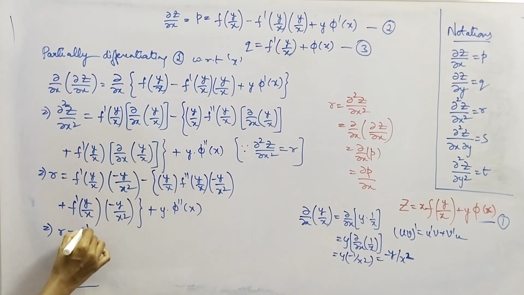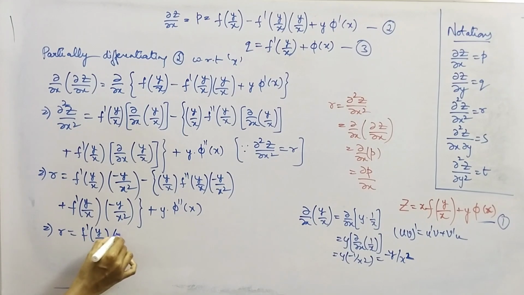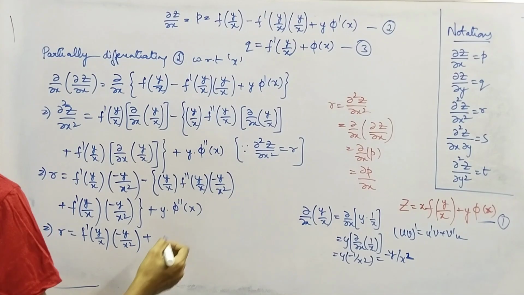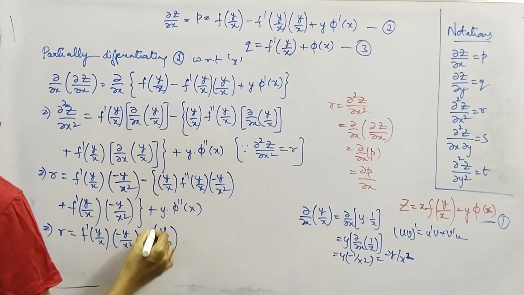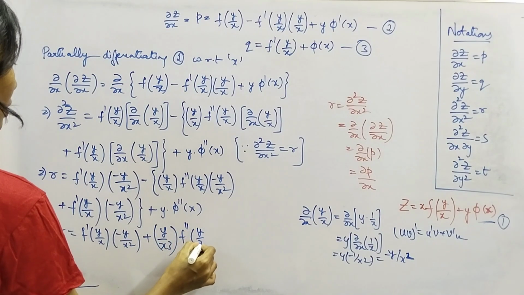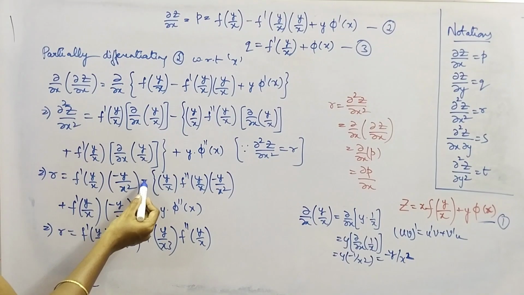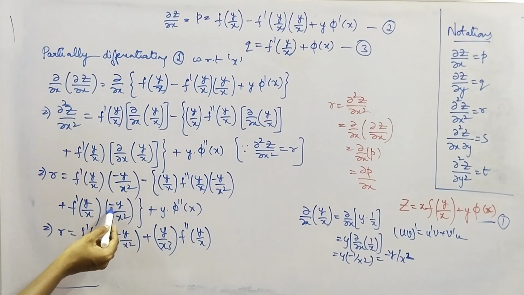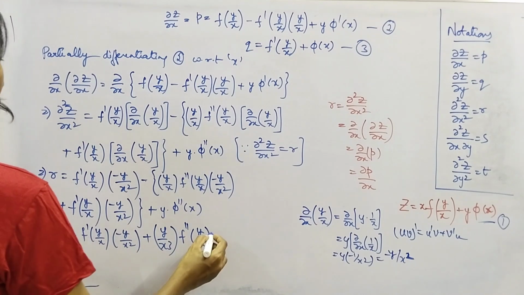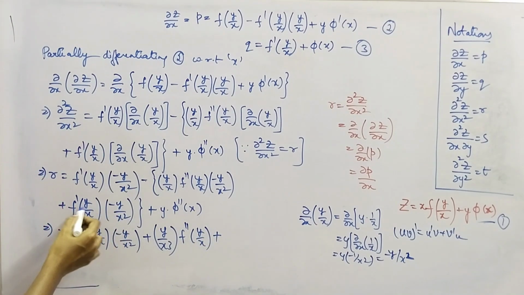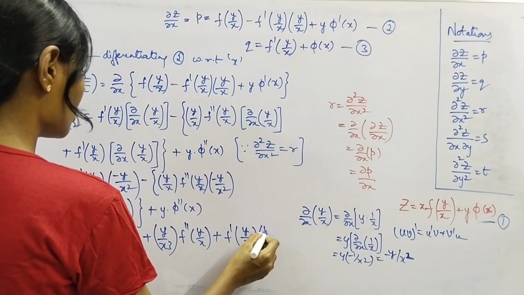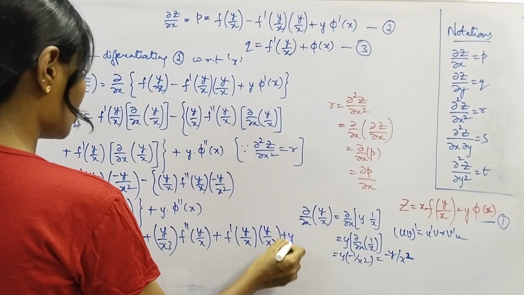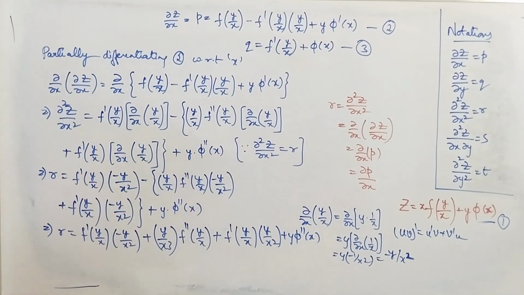You'll get r equal to f'(y/x) into minus y/x², minus into minus plus y/x into y/x², which is y/x³, into f''(y/x), minus into plus minus into minus plus, we'll get plus f'(y/x) into y/x², plus y into φ''(x).